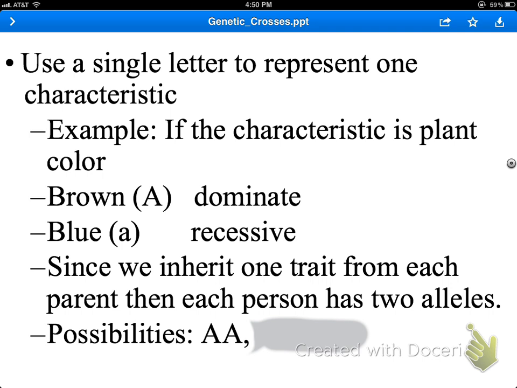I mean a capital from one parent and a capital from the other. The other option is getting a lowercase, a recessive gene from one parent and the same recessive gene from the other parent. And the last possibility is if we get one capital letter, one dominant gene from one parent and a recessive gene from the other. So remember that this one, allele right here, is saying that we've inherited a brown allele from one parent, and over here, a blue allele from the other parent.